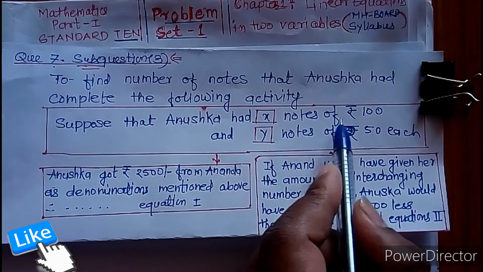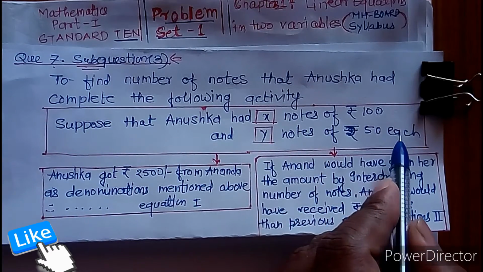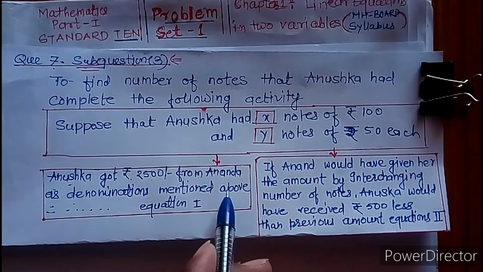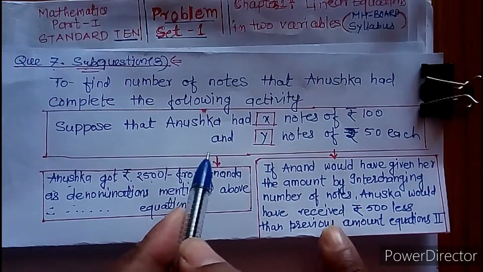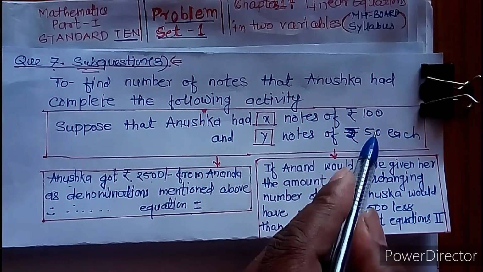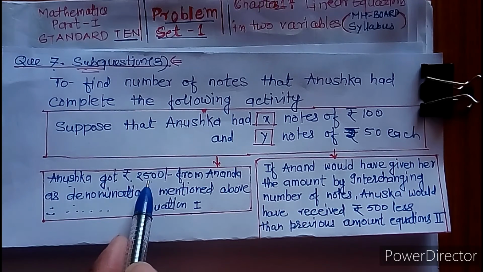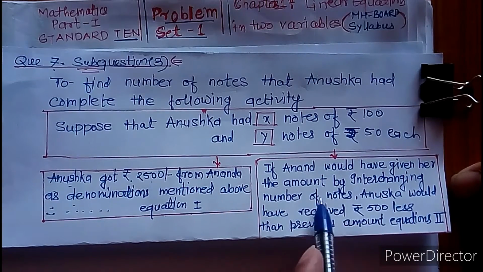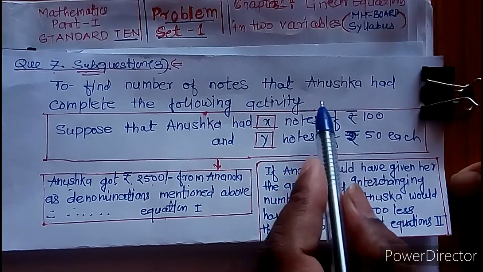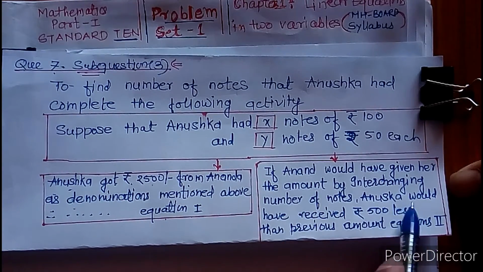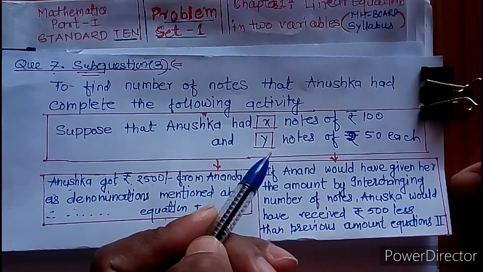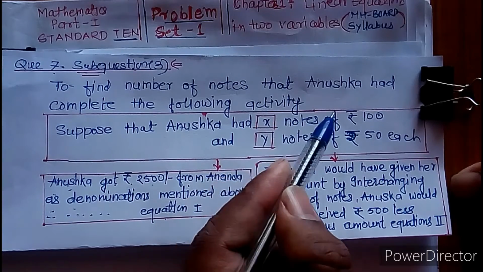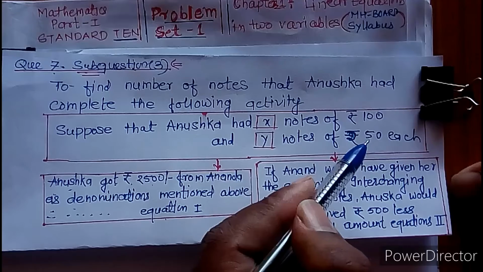Suppose that Anushka had X notes of 100 and Y notes of 50 each. Anushka got rupees 2500 from Anand as denomination mentioned above in equation 1. Means if she had X notes of 100 and Y notes of 50, she got 2500 from Anand, and if Anand would have given her the amount by interchanging the number of notes, then Anushka would have received 500 less. Means we have to find the value of X and the value of Y, the total number of notes of 100 rupees and of 50 rupees each.